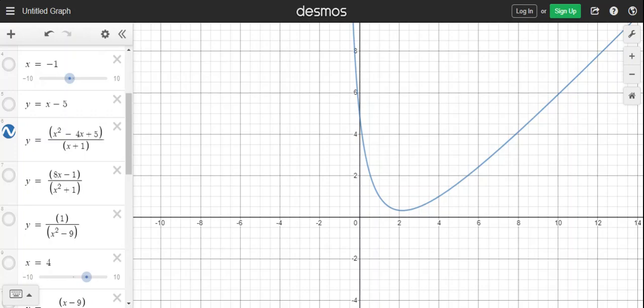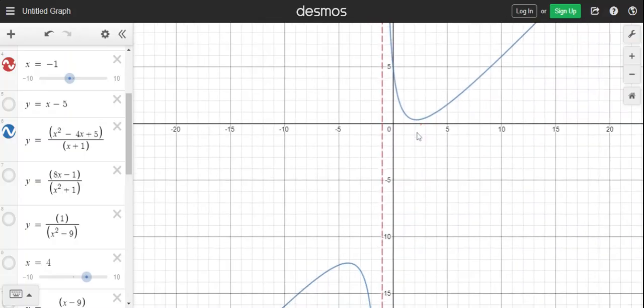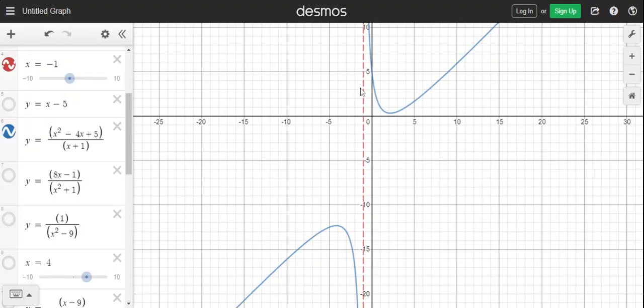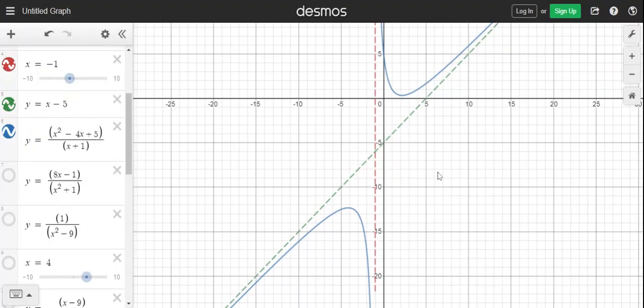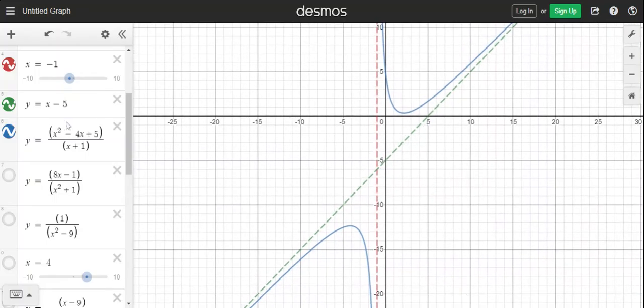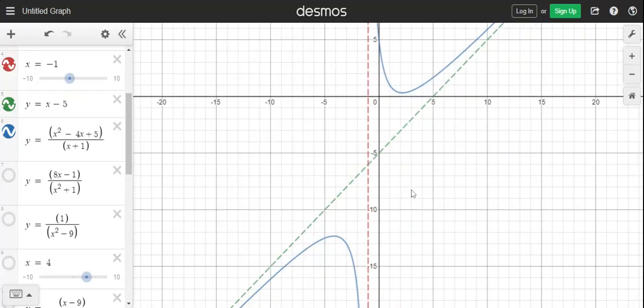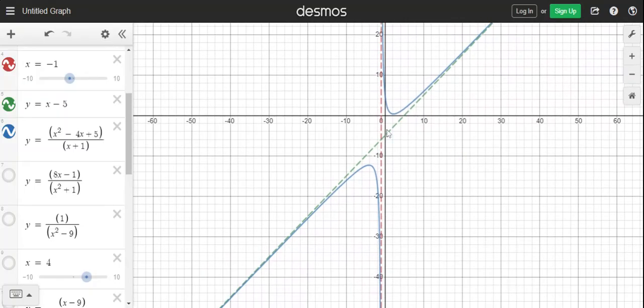The denominator is, of course, if you set the denominator equal to 0, it's going to give us x equals -1 as the equation of the vertical asymptote. And we're going to see how the graph would look like. So we have this vertical asymptote x equals -1, and the slant asymptote, which is shown by this green dashed line, whose equation is y equals x minus 5. So you see how the graph looks like. This is the graph of the function y equals x squared minus 4x plus 5 over x plus 1. So we have one slant asymptote and one vertical asymptote, but we do not have any horizontal asymptote. We have mentioned in the past that whenever there is a slant asymptote, then there is no horizontal asymptote. They don't go together.